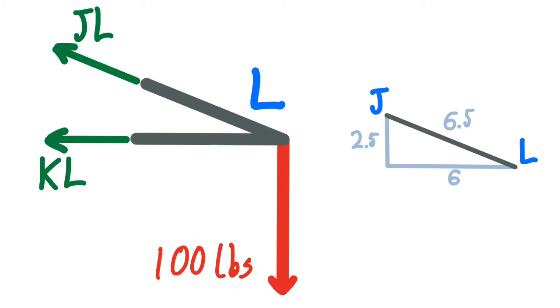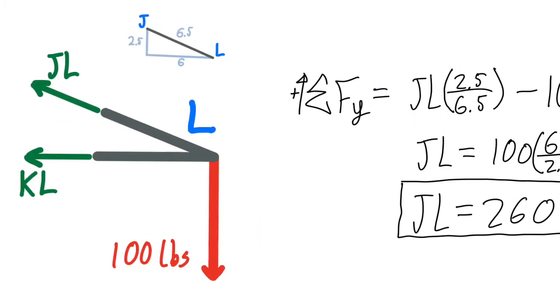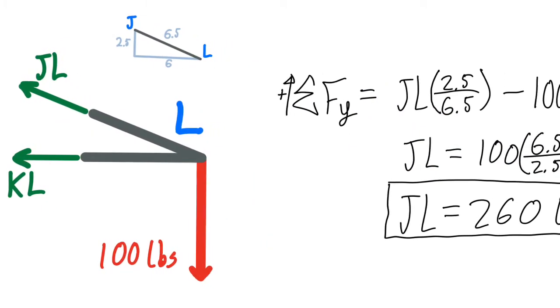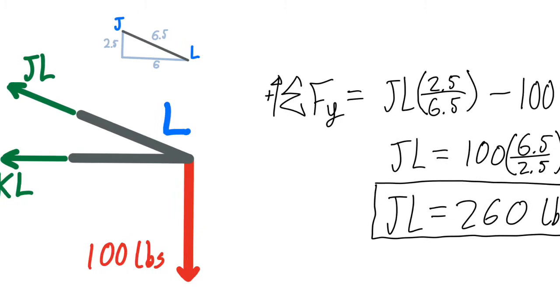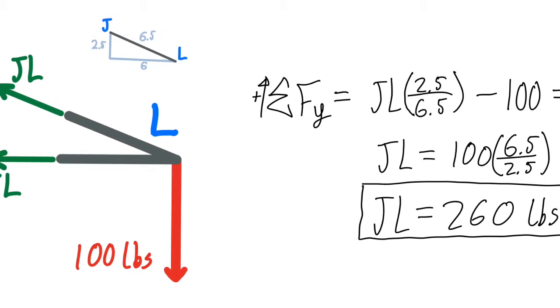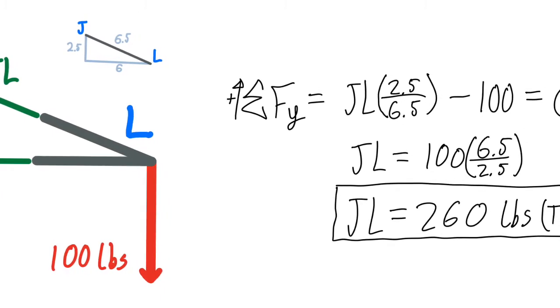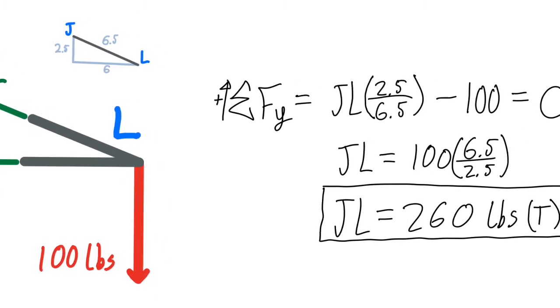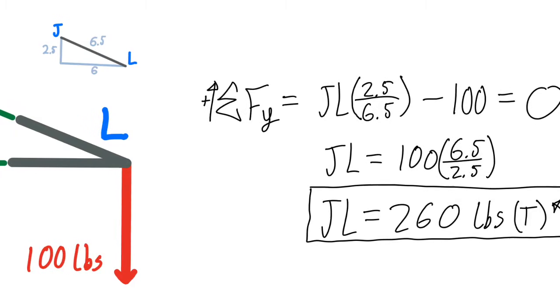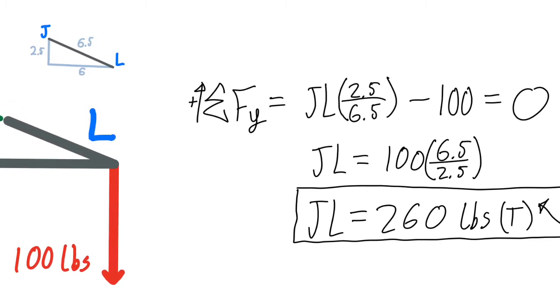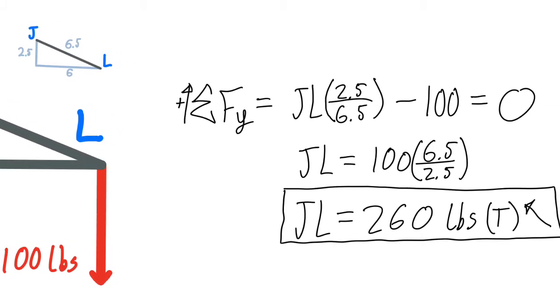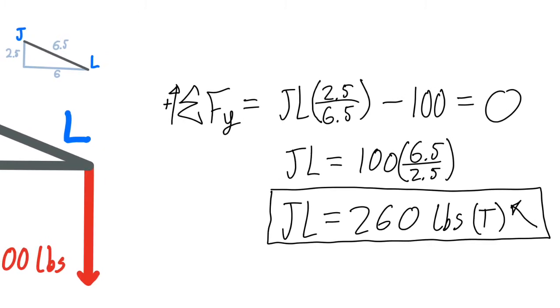At joint L, in addition to these two internal forces for JL and KL, there is a 100-pound load pointing down. Since all we're looking for from this joint is the internal force in JL, we can simply use this sum of forces in Y to determine it. The Y component for JL will have to be equal to the 100-pound weight acting down in order to maintain static equilibrium. Here we see that JL is 260 pounds, and our assumption that the member is in tension was correct, so the direction is upwards.